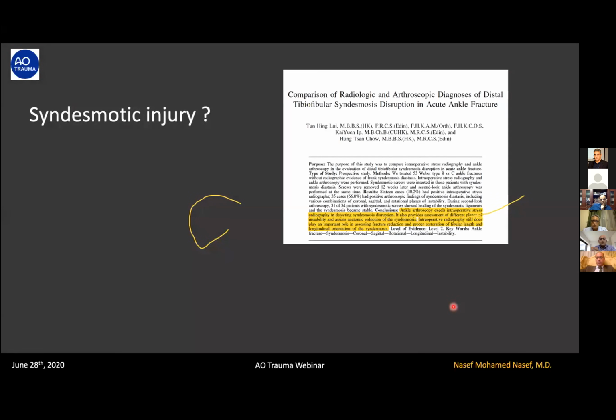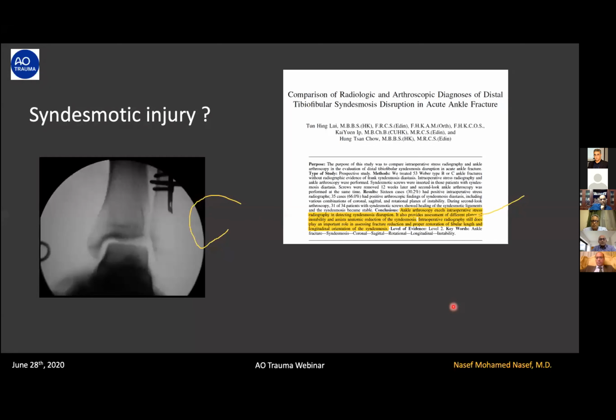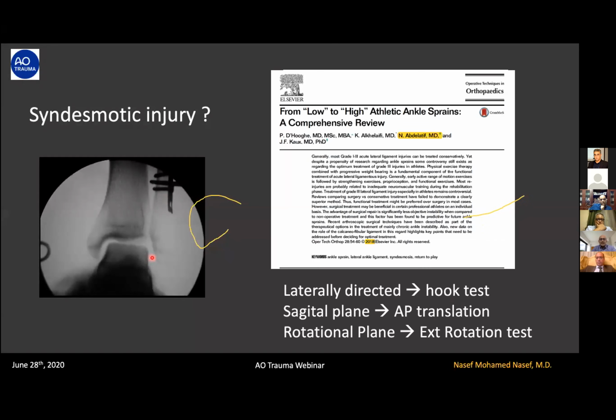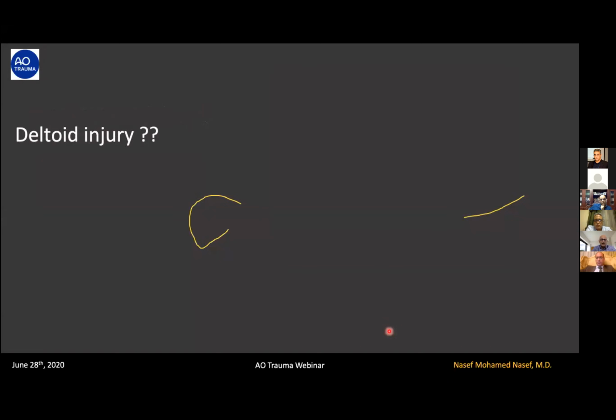So what about the syndesmotic injury itself? As you can see here, there's a hook test that is being done, and at the same time checking. This is another case. And we also wrote up something about the direction of the instability, because the syndesmosis can be unstable in any one of these 3 planes.